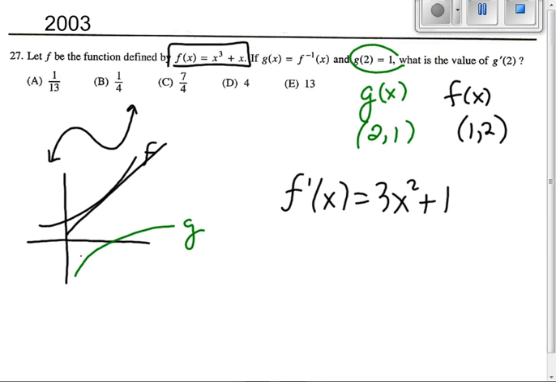And I'm going to find the slope on this graph. Remember, there's only 8 class periods left. After that, you're on your own. Okay, so f prime of 1 is equal to 3 plus 1, so that's 4.